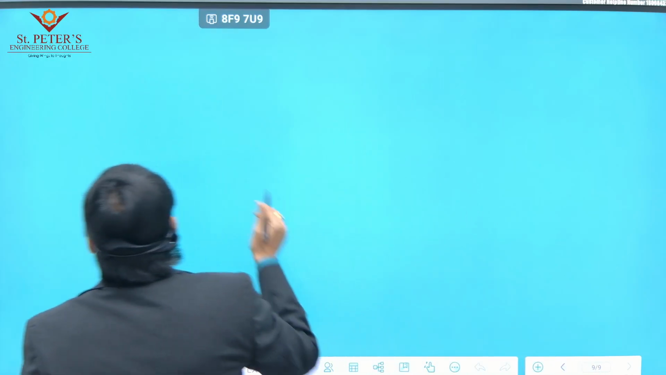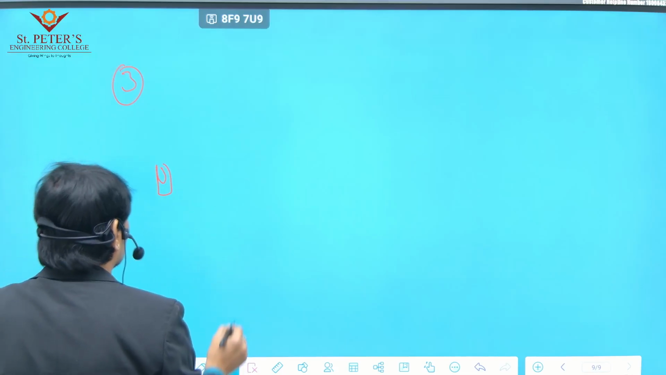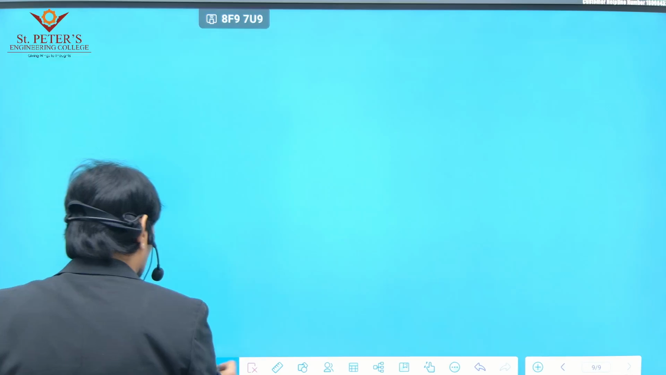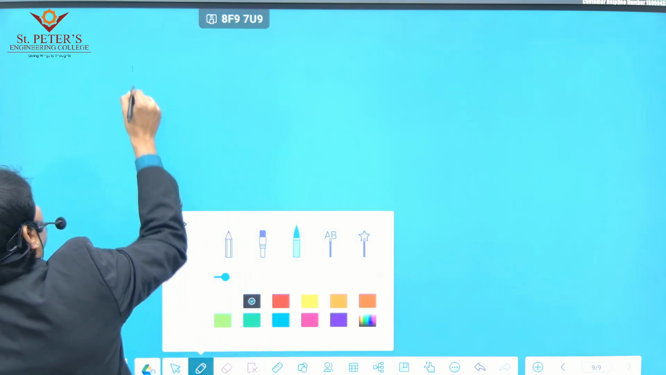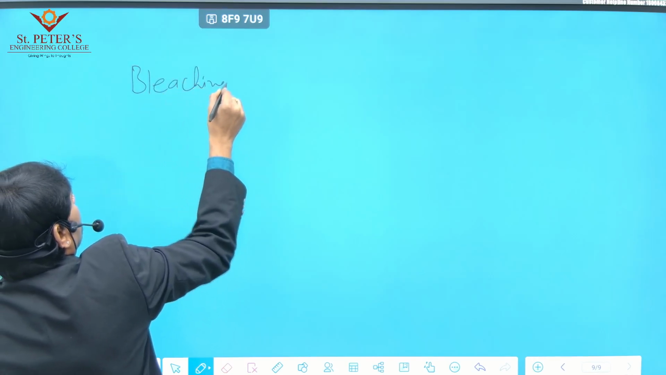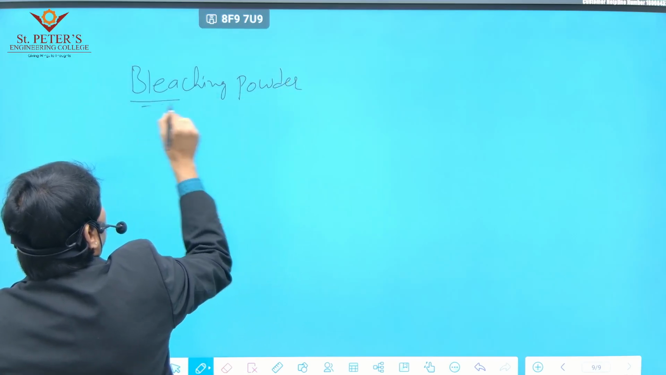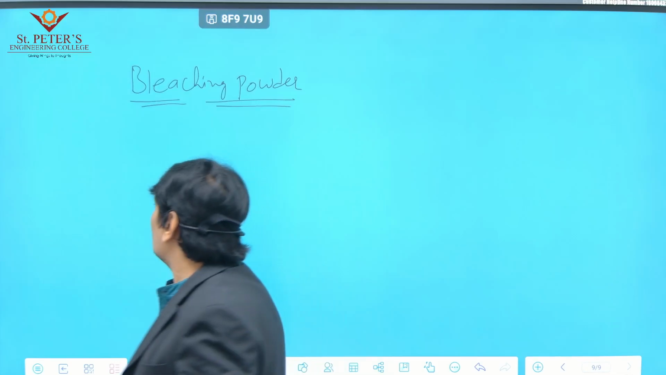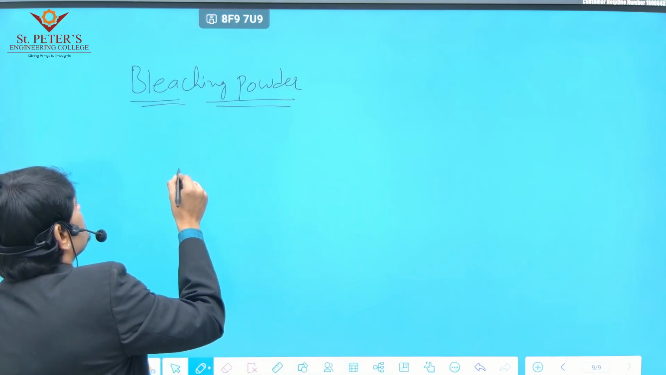The last technique is the addition of bleaching powder. Bleaching powder is calcium chlorooxide. The formula of bleaching powder is Ca(OCl) taken twice.